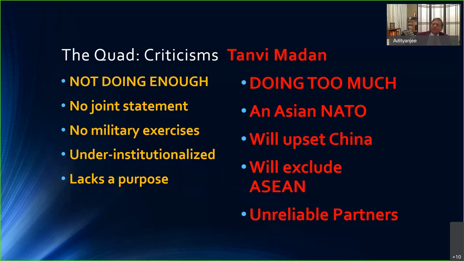What I see from this meeting is that neither of these critiques is going to hold true anymore, the way they have moved around. So all these critiques have been sort of left to the wayside.